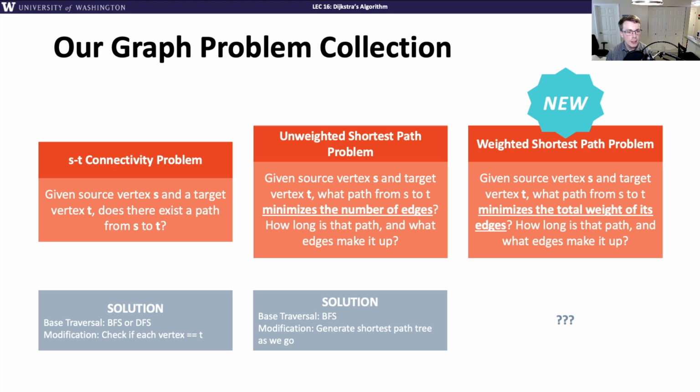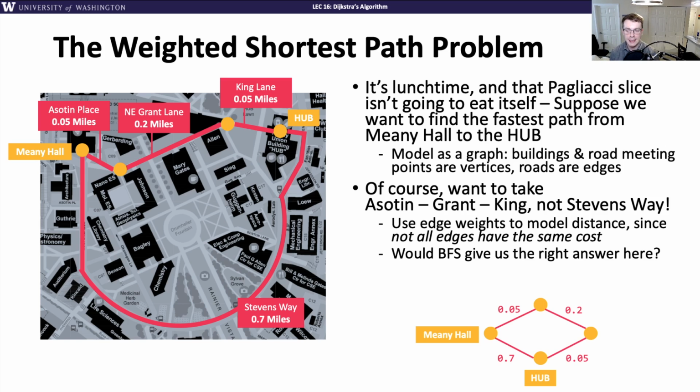Notice, very importantly, we have now changed the definition of what shortest path means. In the unweighted shortest path problem, we said that the shortest path was the path that had the fewest number of edges. And now we're saying the shortest path is the path that has the set of edges with the sum of their weights smallest. That's changing the problem a bit. So we're going to probably need to change our algorithm to account for this. Now, why won't we just be able to use BFS here? Well, let's think of an example. So assume we're back on campus.